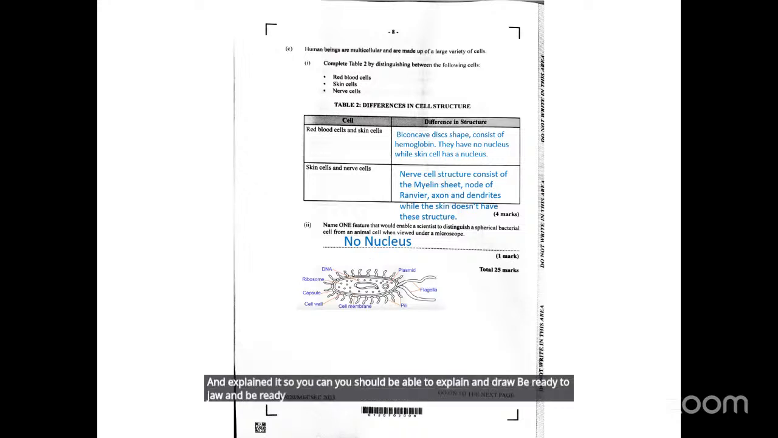And then I just drew it here and explained it. So you should be able to explain and draw, and be ready to label all the cells, including the bacterial one as well.